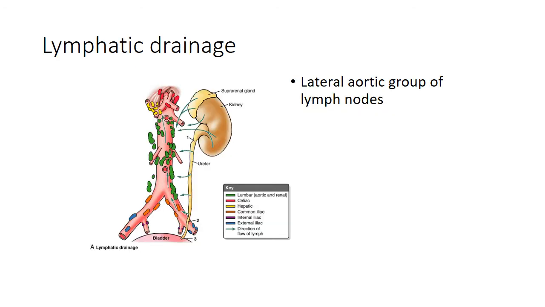Lymphatic drainage. Mostly the lymphatic channels drain into the lateral aortic group of lymph nodes, which are also called the para-aortic and para-caval group of lymph nodes.